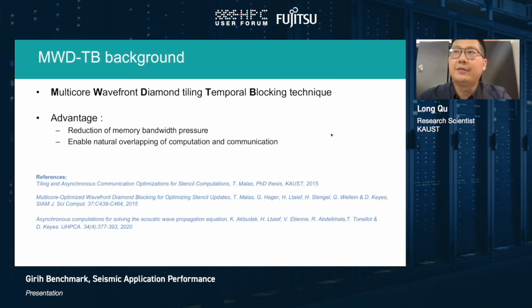Temporal blocking is a performance optimization technique that aims to reduce the memory bandwidth requirement of stencil computations by increasing its cache reuse within successive time steps. MWDTB refers to the multi-core waveform diamond tiling temporal blocking technique, a new temporal blocking scheme for improving the performance of stencil computations on multi-core architectures. Besides the reduction of memory bandwidth pressure, MWDTB also allows overlapping computation and communication.